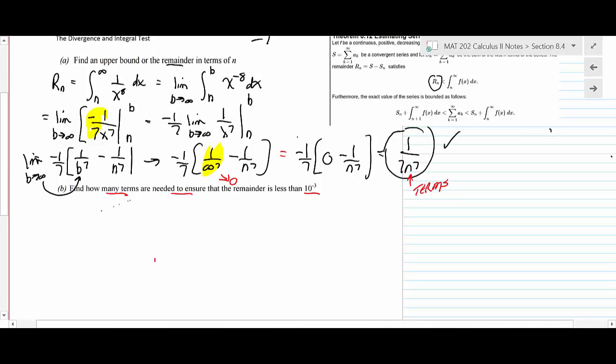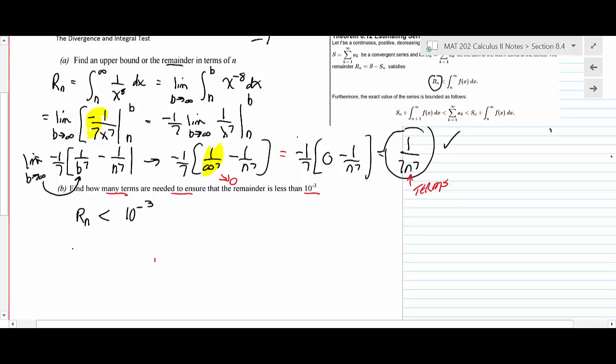So we're going to take this expression we got for the remainder and set that less than 10 to the negative 3. Then we'll have an inequality. We can solve for n, and that would tell me how many terms we need to go out to ensure that degree of accuracy in the remainder. Okay, so let's do that.